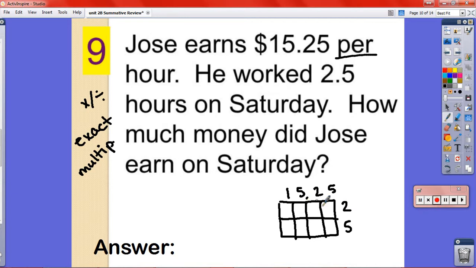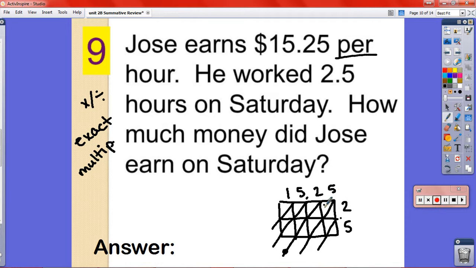This is a decimal and this is a decimal. So my decimal should come out over here, theoretically. Because that's where they would line up. I also know that this is about 15 times 3, so it should be around 45.